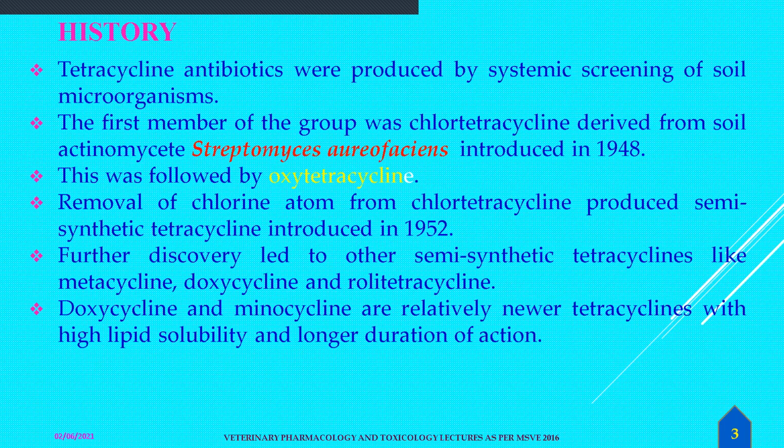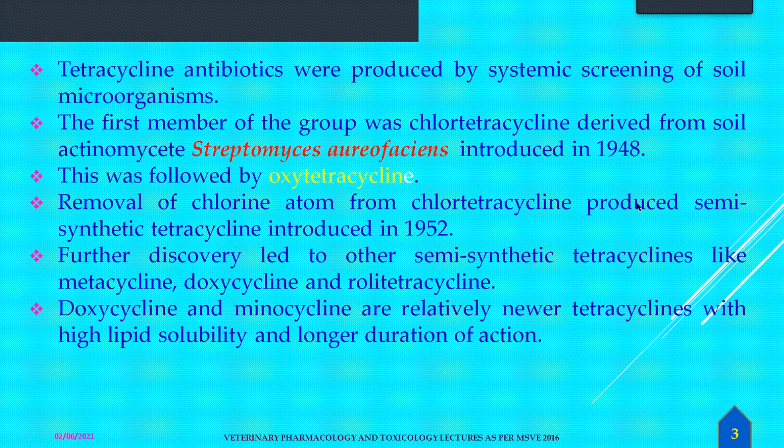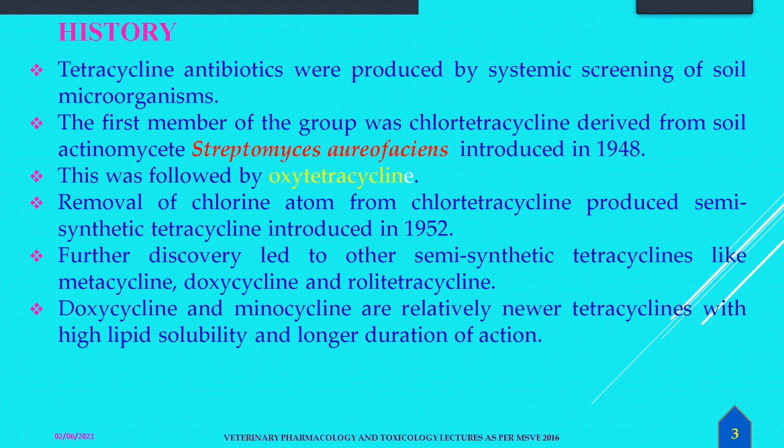The first member of the group was chlorotetracycline, also known as aureomycin, derived from the soil actinomycete Streptomyces aureofaciens. You can note that Streptomyces aureofaciens, introduced in 1948, gave the first tetracycline obtained. This was followed by oxytetracycline, which is one of the most commonly used antimicrobial agents in veterinary practice. It is the highest used drug, the top one among the antibiotics.